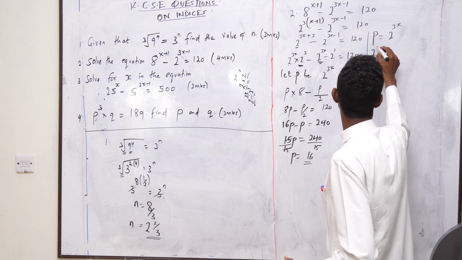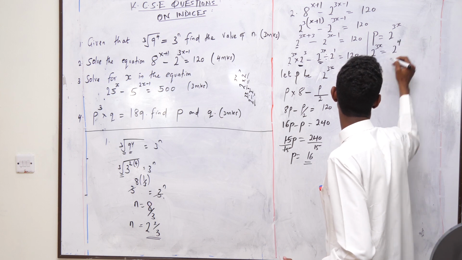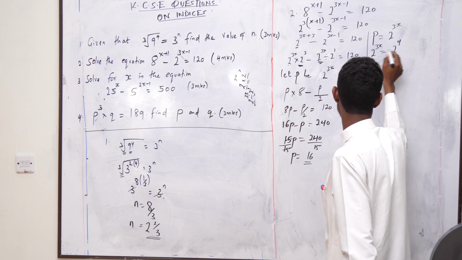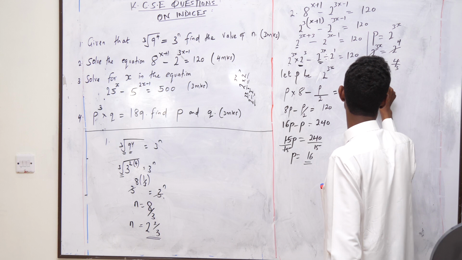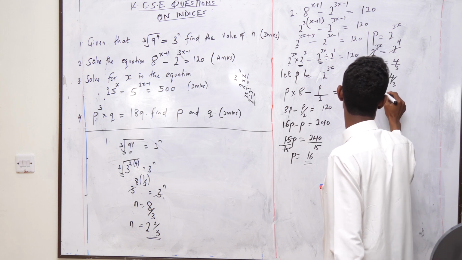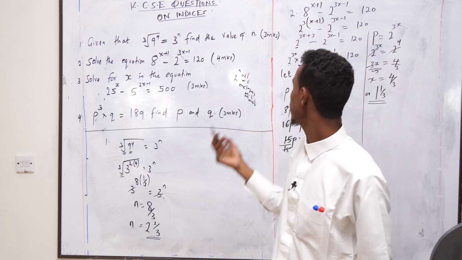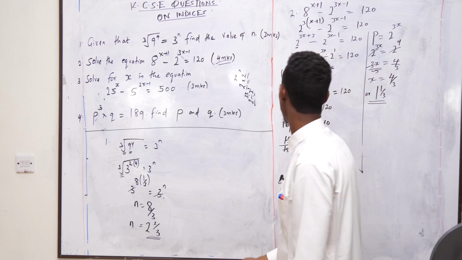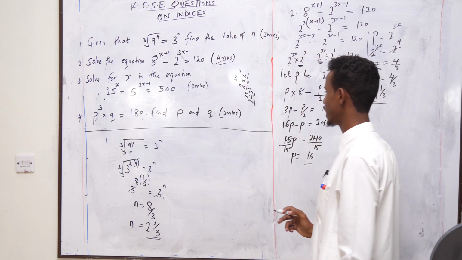Now it will be 2 power 3x is equal to 2 power 4. The bases are the same, so they cancel out. 3x is equal to 4, divided by 3 on both sides. x is equal to 4 over 3, or x is equal to 1 and 1/3. That problem is solved, and it was worth 4 marks. And that is how we solve a problem like that. Let's go to the next problem.